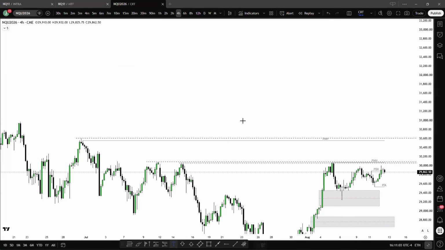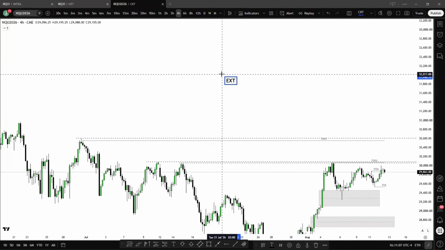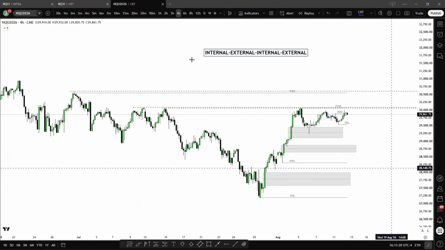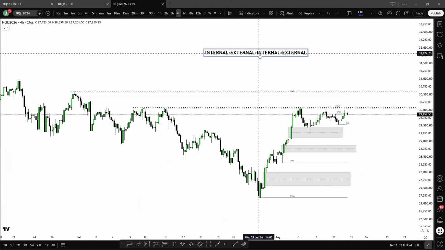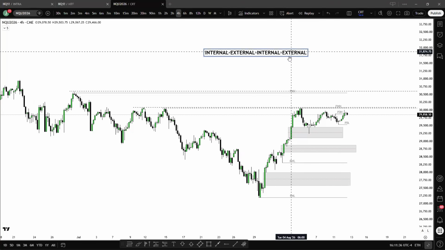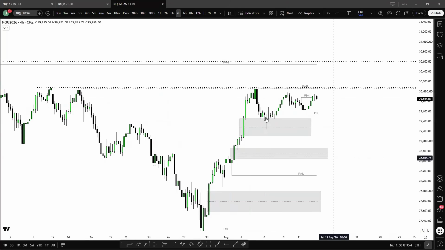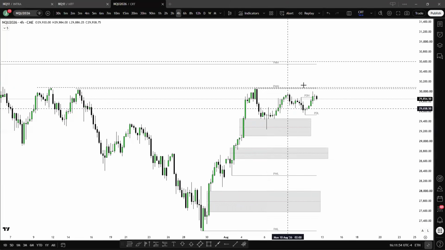All the market does is, well, let's start from internal. It goes from internal to external, back to internal, and then to external. And it just repeats and repeats. We're not talking about order blocks. There's no order blocks. Internal to external, to internal, to external. That's all the market does. And if internal is fair value gaps and external is pivot highs or lows, then all we need to do is trade out of internal liquidity to external liquidity.